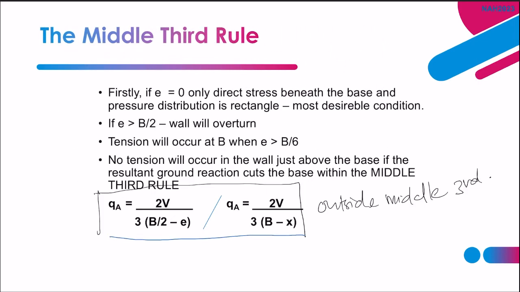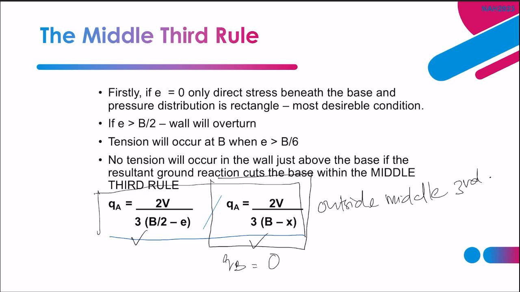And if the ground reaction is outside the middle third, this is the formula that you're going to use. And actually if you use this formula and this formula, you will get the same answer. But I suggest that you use this formula because you don't need to calculate eccentricity. You just take whatever you have calculated previously to put into the formula. So QA equals 2V, V is the vertical forces again, RV earlier, divided by 3 in brackets the base length minus the position of ground reaction, X. How about QB? QB will be 0.